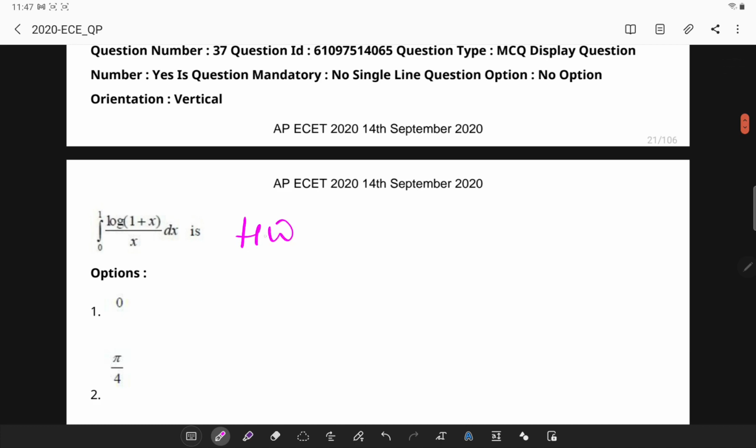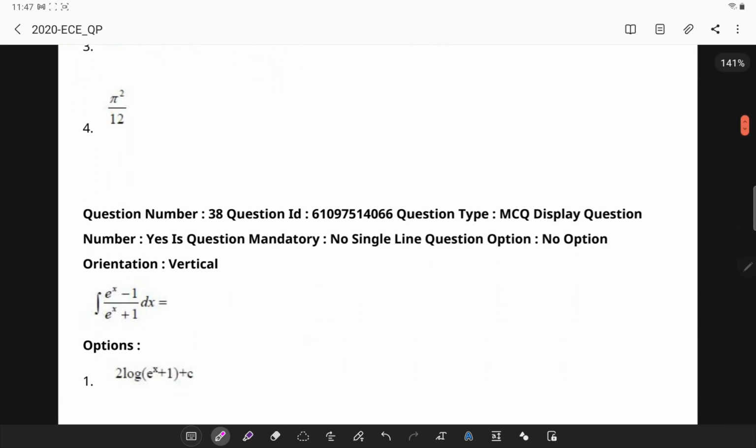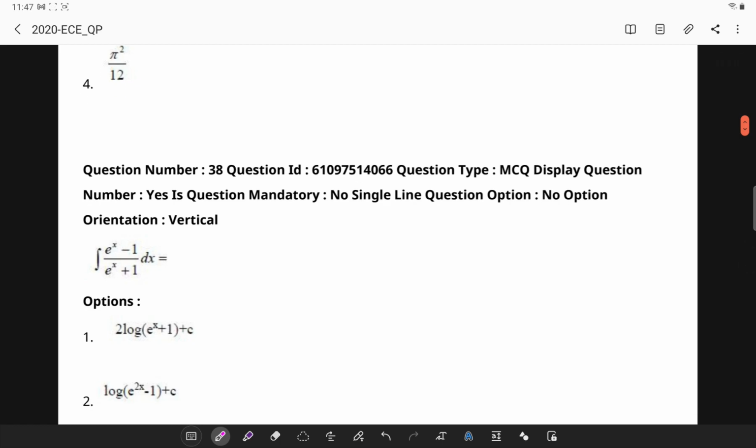So let's get back to the next question. I'll have this question as also homework integration. We'll solve this probably if you don't get it. So coming back to this question, here I'll take e power x plus 1 as t.